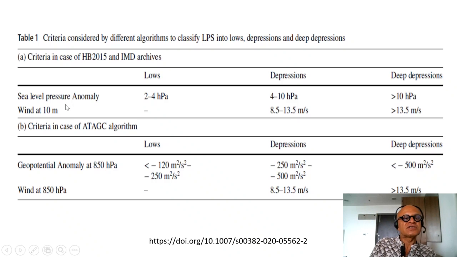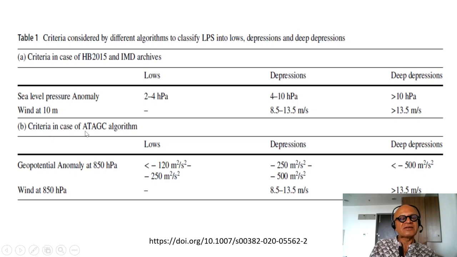Here the sea level pressure anomaly is 2 to 4 hectopascal in the lows, 4 to 10, so deeper, in depressions, and greater than 10 in deep depressions. Winds at 10 meters for the lows have no criteria, only the pressure criteria is used, whereas here they have 8.5 to 13.5 meters per second and greater than 13.5 meters per second. Obviously if they go beyond 17 meters per second, they should be classified as tropical cyclones, which typically don't occur during the monsoon season because of the vertical shear, as we already mentioned several times.